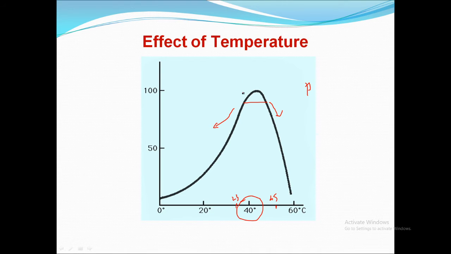So with this changing temperature, whether it is moving towards 0 or towards 60 degrees Celsius, beyond 40-45 degrees Celsius and below 25 degrees Celsius, the activity of the enzyme decreases, and the maximum, or what we can say optimum activity, you can see within the temperature range of 25 degrees Celsius to 40 degrees Celsius.